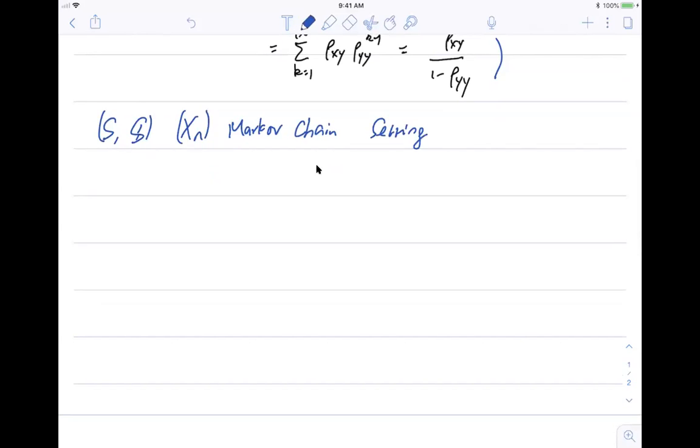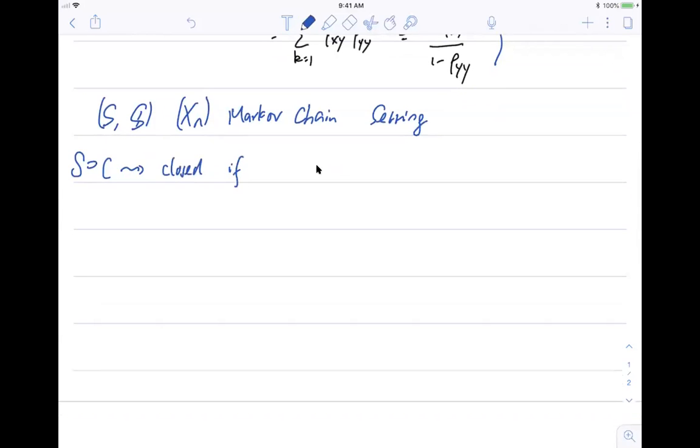So we call C, which of course is a subset of S, closed if the following holds. What does closed mean? Closed means that if you're starting from X, and X is in C, and you can reach Y from X in finite time, then Y is in C.